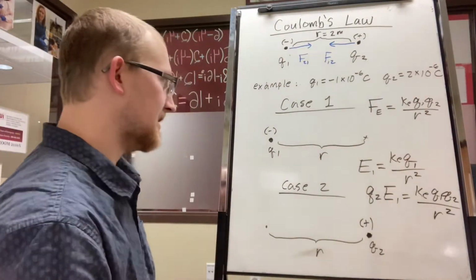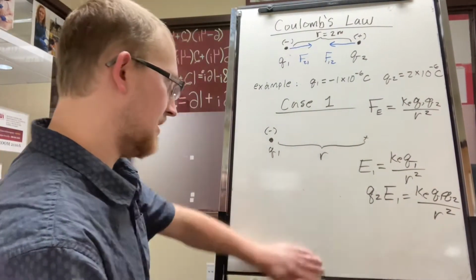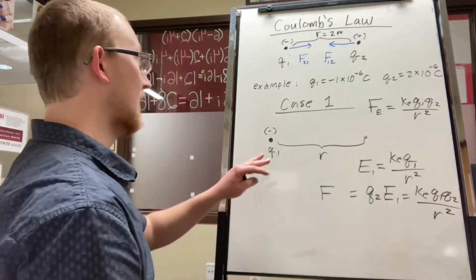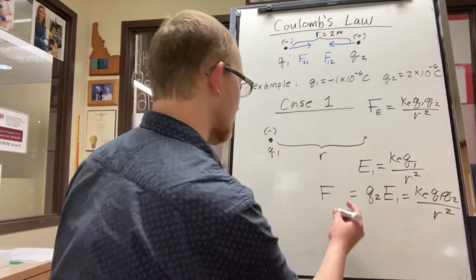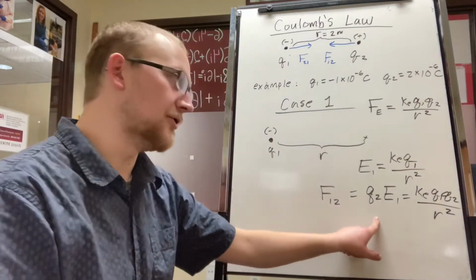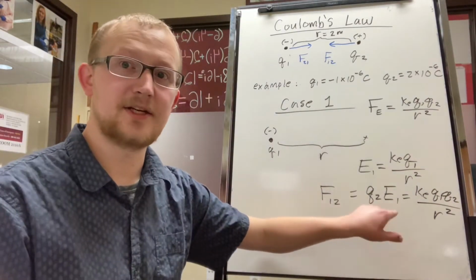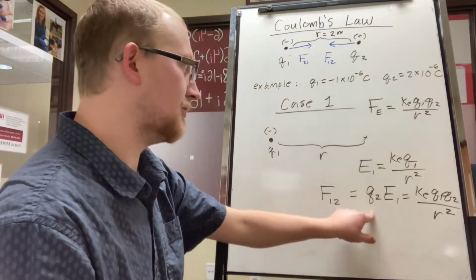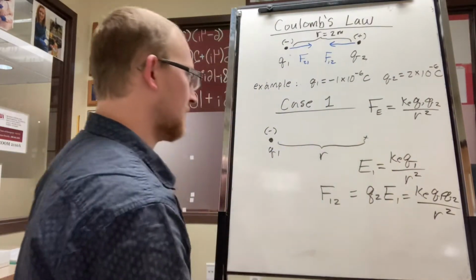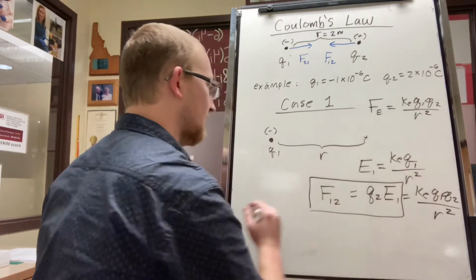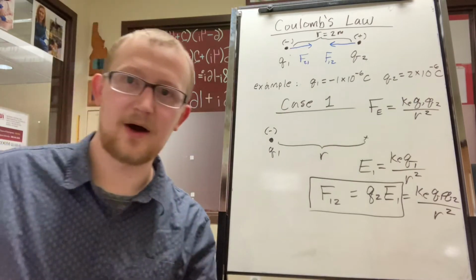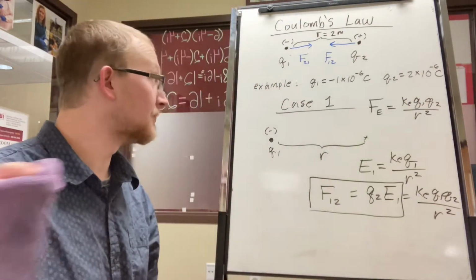And so what we basically just proved here, let's ignore this case for a minute, is that the force caused by 1 on 2 is going to be equal to the charge of 2 times the electric field caused by Q1 at the location where we'll place Q2. So this is a really nifty equation. It can save you a lot of time. Now next we're going to talk about what the superposition principle is.